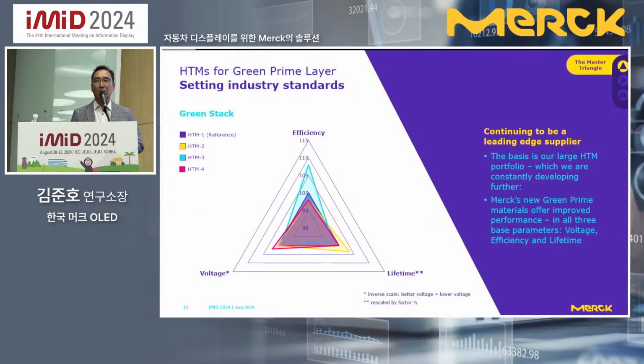But it is one example of our HTM portfolios. In the green stack, compared to the reference HTM1, if you choose one of those three materials, you can go further in lifetime, efficiency, or voltage. So if you have the right combination, you can keep the other parameters and also improve one or two parameters in these three triangles.